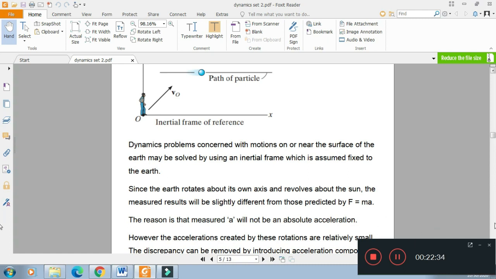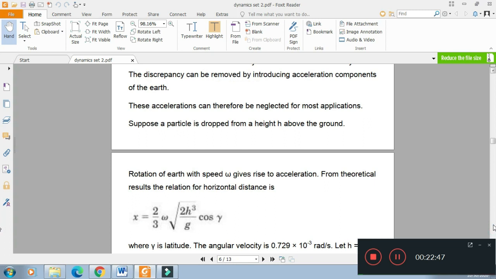Since the difference is insignificant, we can assume that the surface of the earth is an inertial frame of reference. But still, if we want 100% exact results, we have to consider the acceleration components of the earth.